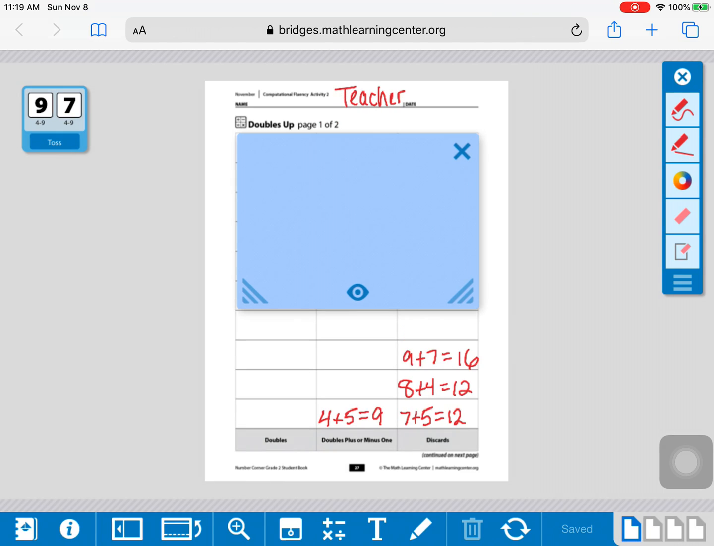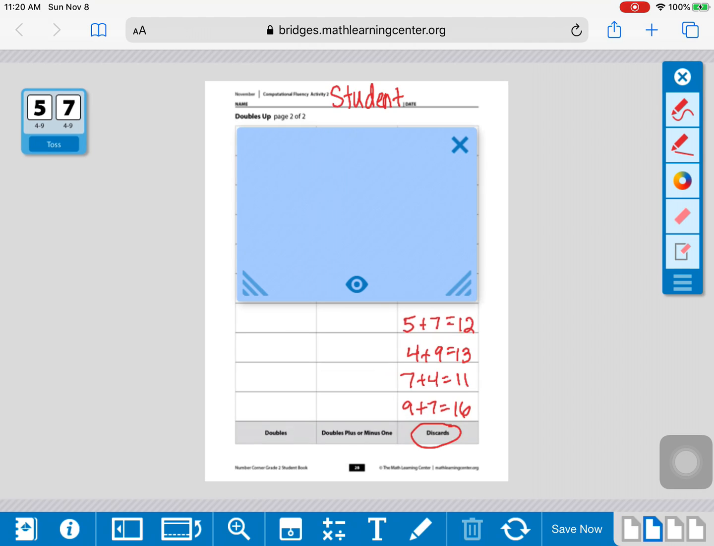I'm just going to take one last turn and see if I am also disqualified from this game. Let's see. 8 and 9. What do you think? Is that a doubles plus or minus 1, or is that neither? Great job. That is a doubles plus or minus 1, so I'm going to write that in the middle column. So 8 plus 9 equals 17. Good game. Maybe you'll have better luck next time, or you can even play this game and use the second page with a partner during some math time in your class today.